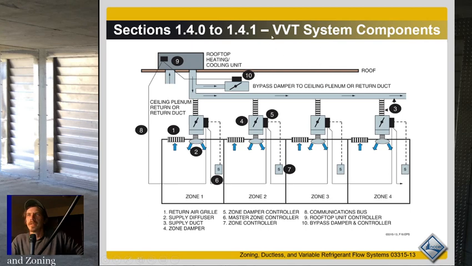Alright, VVT. You have variable volume, right? Variable volume system. Rooftop heating cooling unit. Bypass damper to ceiling plenum or return duct. So this would be a dump zone into the ceiling plenum or return duct. VVT is like, I can't even remember what it stands for, but VVT is like 1970s, 1980s zoning systems, okay? You were talking about older commercial controls, and you just don't see them very often.